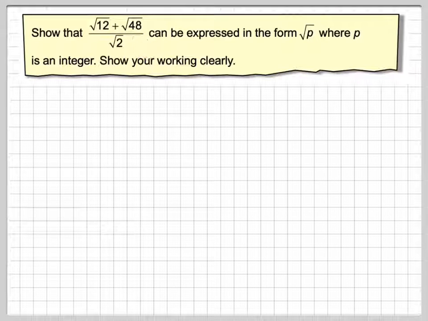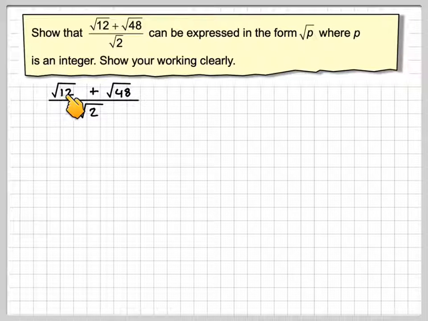Now, these words here are put in the question because we all know we can put this into our calculator and get an answer. But you need to put the working out in. So any attempt to do it just on the calculator will probably receive 0 marks. So taking our third, root 12 plus root 48, all divided by root 2.